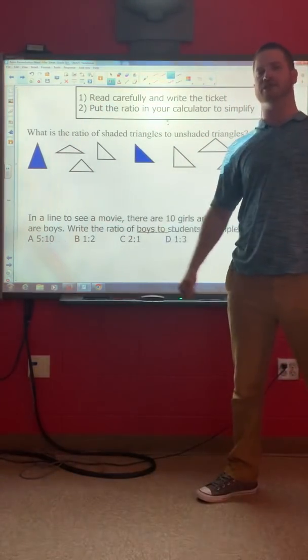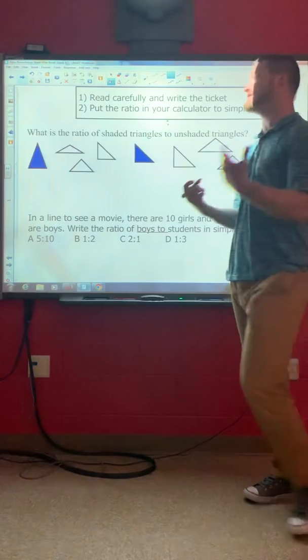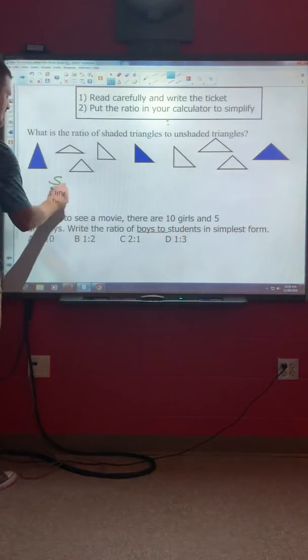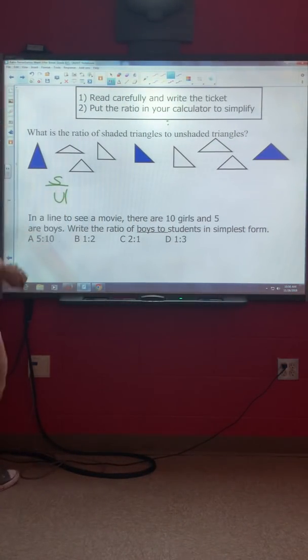We're looking for shaded to unshaded. Whenever in math you see shaded, it's basically the ones that are colored in. So when I set up my ticket, we have shaded over unshaded.